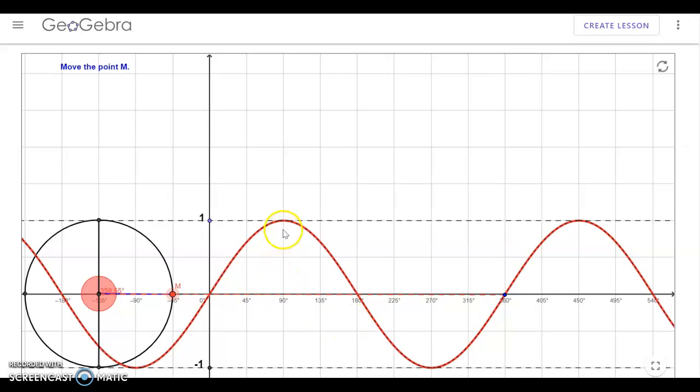Another thing that we actually have on our curve here is our value from 0 up to our highest point, which is 1. We call that height there, that value of 1, an amplitude. So the amplitude of our sine curve is 1. It has a period of 360 and an amplitude of 1.